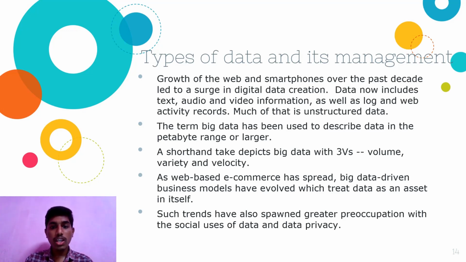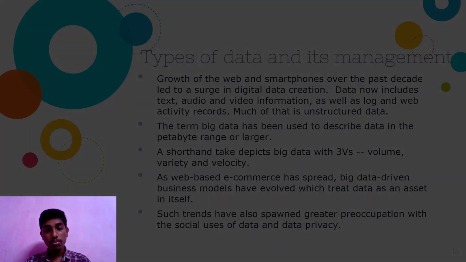The term big data has been used to describe data in the petabyte range or larger. A shorthand take depicts big data with three V's: volume, variety, and velocity. As web-based e-commerce has spread, big data-driven business models have evolved that treat data as an asset in itself. Such trends have also spawned greater preoccupation with the social uses of data and data privacy.